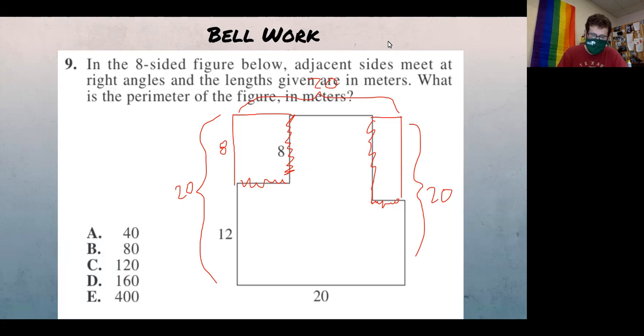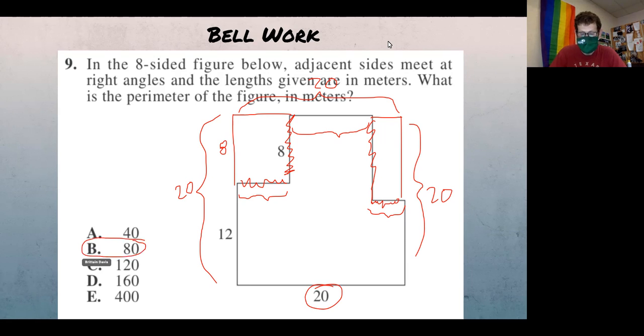But you can also look at this. You know that this segment right here and this segment right here, whatever lengths they have, all have to add up to 20. So that's maybe one way you can think about it. So bottom line, 20 plus 20 plus 20 plus 20 is 80. The answer is B. If you made a mistake, hopefully you can catch what you messed up with in your thinking. And there we go.